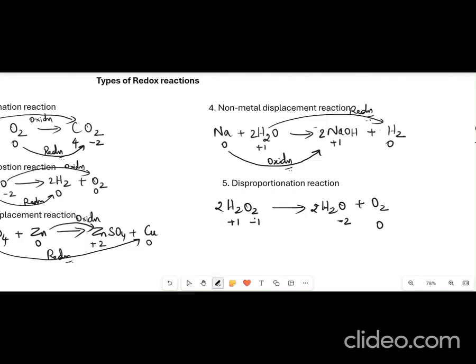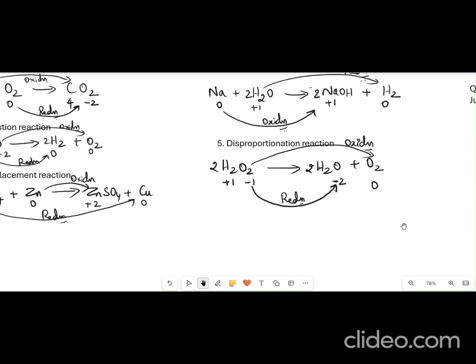But if you observe oxygen, first in the conversion to water, it has gone from -1 to -2. That is, reduction has occurred, and -1 to 0 has also occurred. So oxidation. So the same element oxygen is being reduced as well as oxidized. So this type of reaction we call a disproportionation reaction. Let's see one more example for disproportionation reaction.